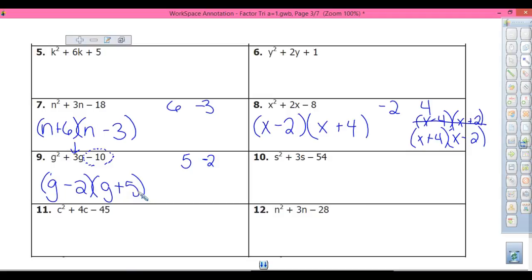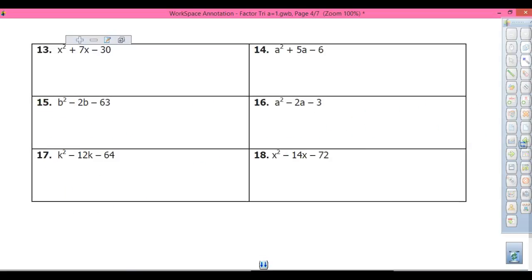Okay, everybody look at number 15. Okay, so I still have a negative at the end, right? So I'm still going to have 1 and 1. What are my signs going to be? Still going to be a plus and a minus to get to a negative 63. Okay, what are my factors of 63?